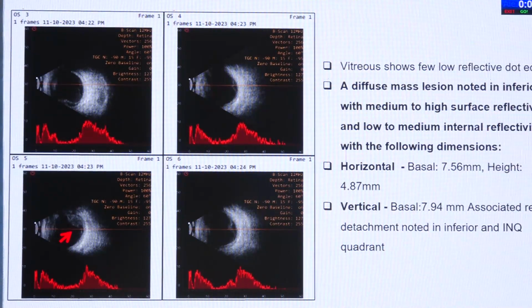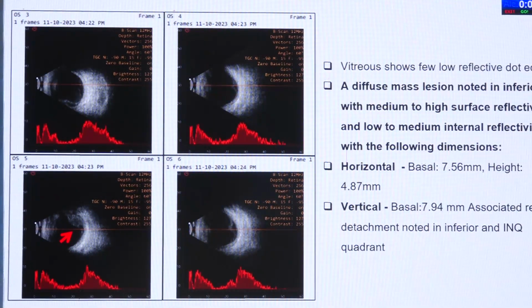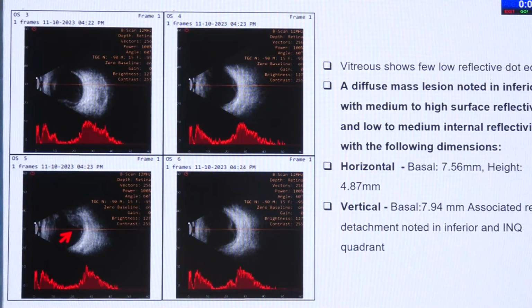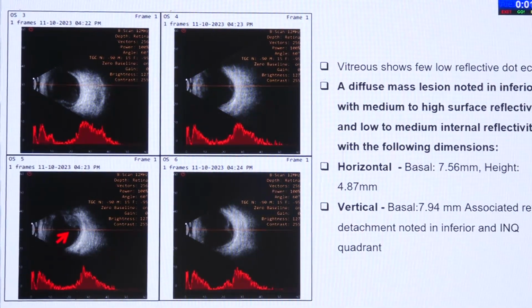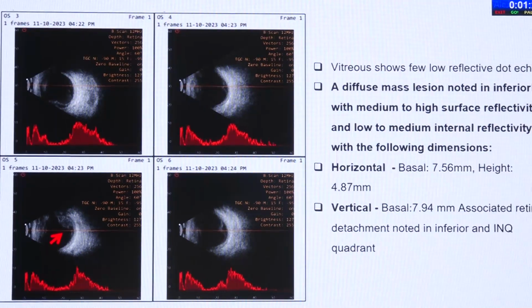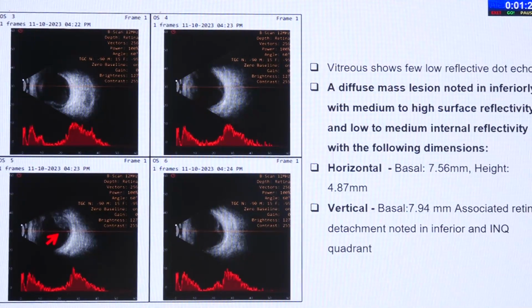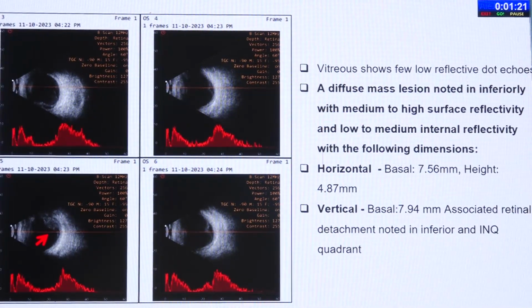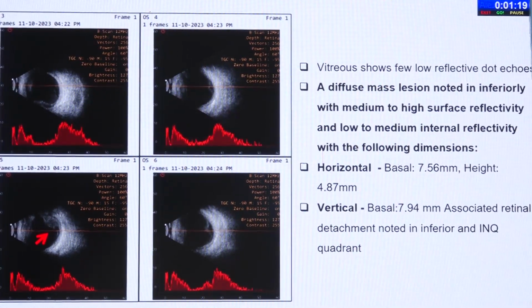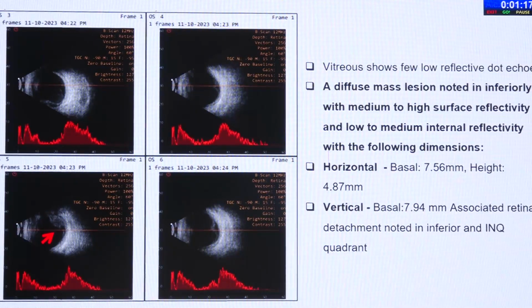and a diffuse mass lesion noted inferiorly with medium to low internal reflectivity, with the following dimensions: basal 7.56 millimeters, height 4.87 millimeters. There is associated retinal detachment noted in the inferior nasal quadrant.